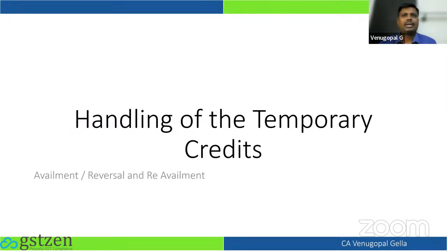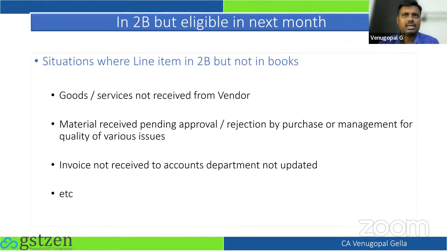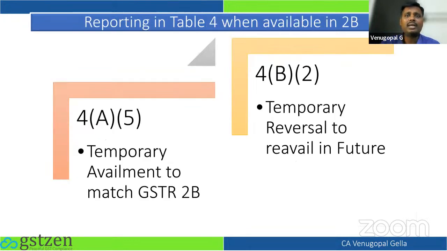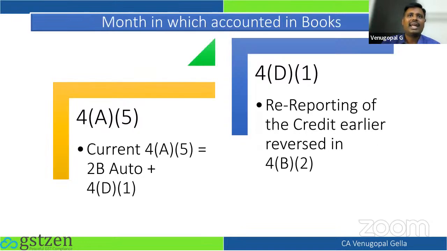How do I handle the temporary credit reversal? The reason I will have a temporary reversal is that I have not received the goods or the invoice is not recorded in the accounts. It could be anything. So the temporary credits are first reported in 4A5 and reversed temporarily in 4B2. In the subsequent month, again you will report it in 4A5, and again you will report it into 4D1. Which means you are reporting twice because there is a reversal that happened once. This is the change that one should be mindful of.